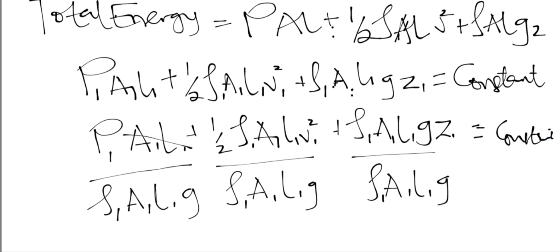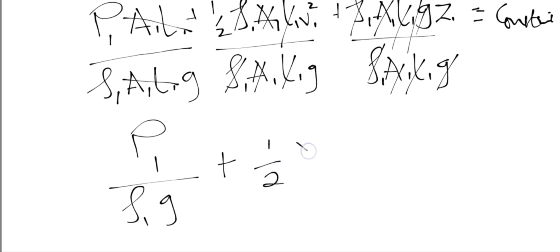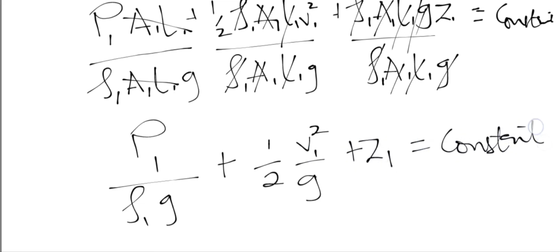Here the A1 L1 can go, also the density, the area, the length can go, and the same thing here, the density, the area, the length, and also the gravitational acceleration can go. I will be left with P1 over rho 1 g plus a half V1 squared over g plus Z1 is equal to constant. That is the summation of all these parameters throughout the pipeline is the same.